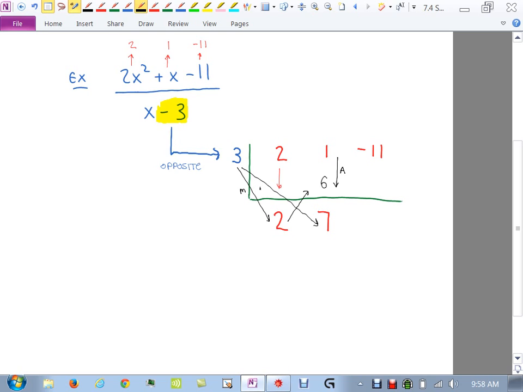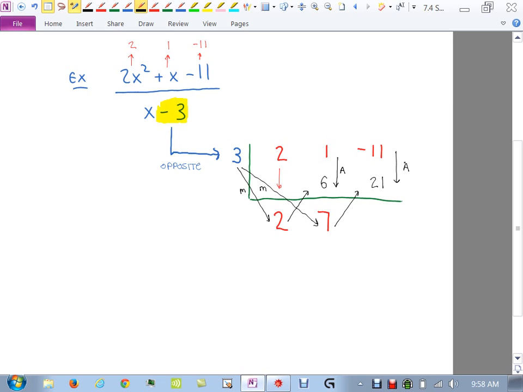3, and I'm multiplying here. 3 times 7 is 21. I put that, where do you think? Underneath the negative 11, 21. And then add straight down. Okay, don't have to change the signs or anything like long division. You multiply, put it there, add down. Multiply, put it there, add down. Multiply, put, add down.